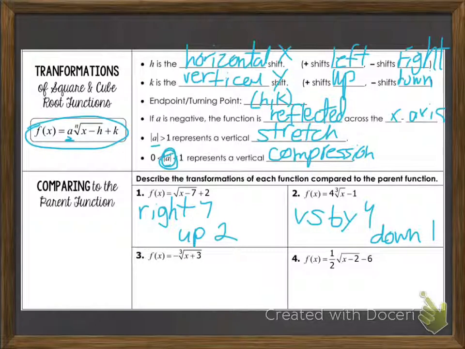Looking at number 3, don't miss the negative that they got right there. We have a negative out front, so that means it's actually going to be reflected. So I'm going to go ahead and just put reflection. And it goes over the x-axis. There's not an option where it's going to flip over the y-axis. So just put reflection. And then now looking inside the radical, we have x plus 3. And so since it's positive, it's actually going to go towards the left 3. Going to the left by 3.